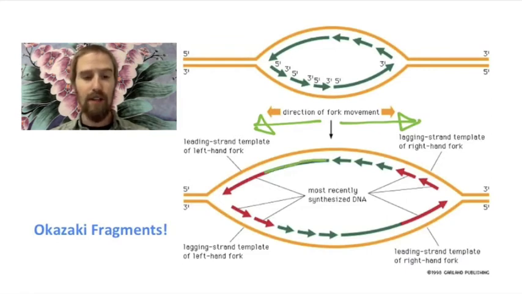As DNA helicase enzymes continue to unzip the DNA double helix in both directions, this replication bubble gets larger. The leading strands are still being built continuously, and the lagging strands are still being built in fragments, but the newest DNA is always going to be closest to the replication fork, going in both directions.